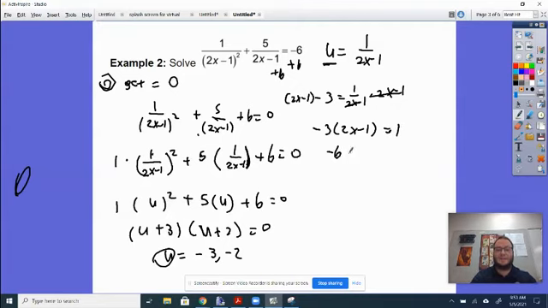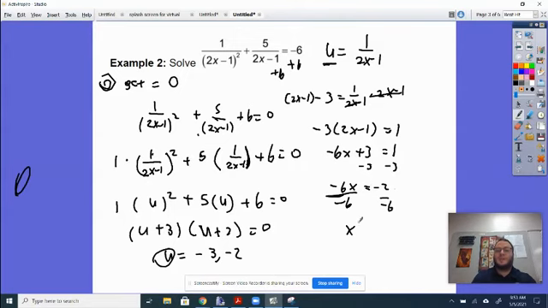So I get -6x plus 3 equals 1. Move that 3 over. Divide by -6. So then x is 1/3. It's not about, it is 1/3, I should say. Okay, doing the same thing for -2.